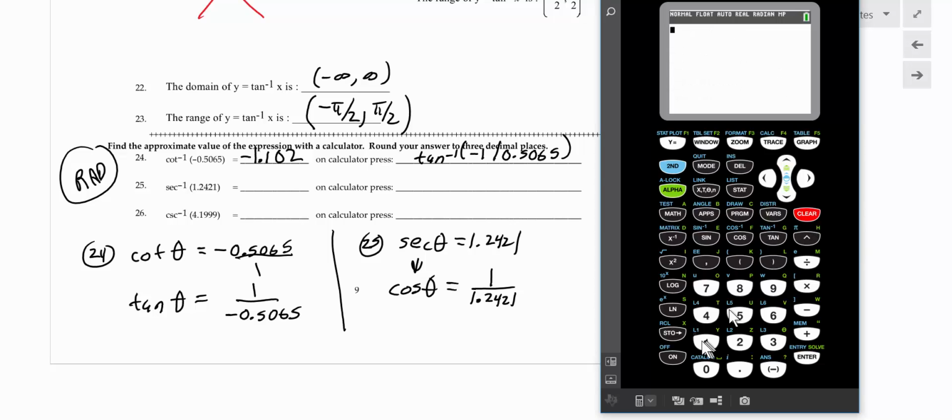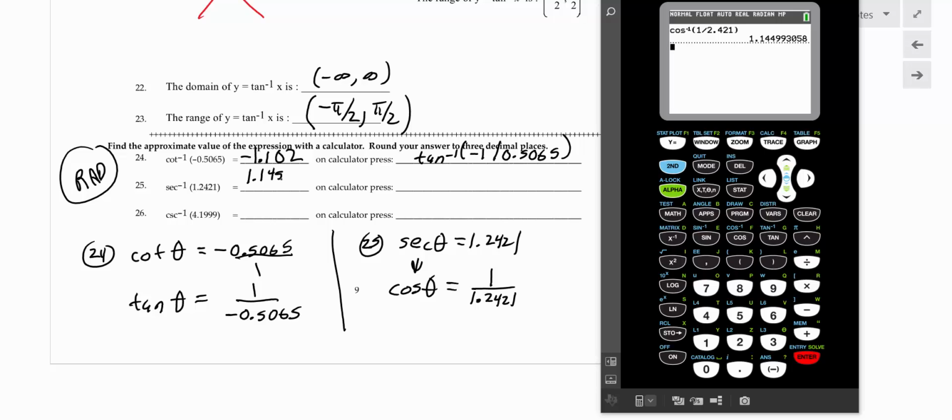And you can write this down if you want to. We just go inverse cosine of 1 over 2.421 like that, and that'll give you the answer. Okay, I'm just doing this in radians, so that is 1.145 if I round that to 3 decimals, like that. Okay, right? You guys got it?